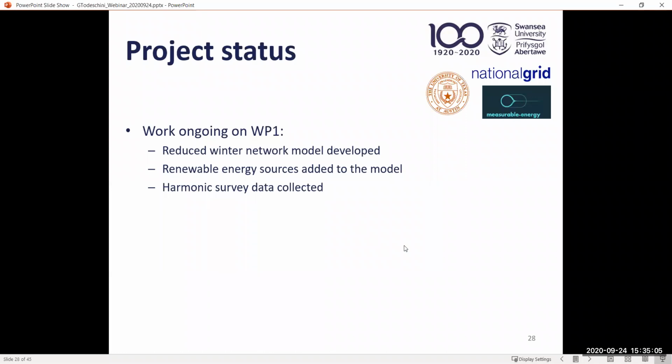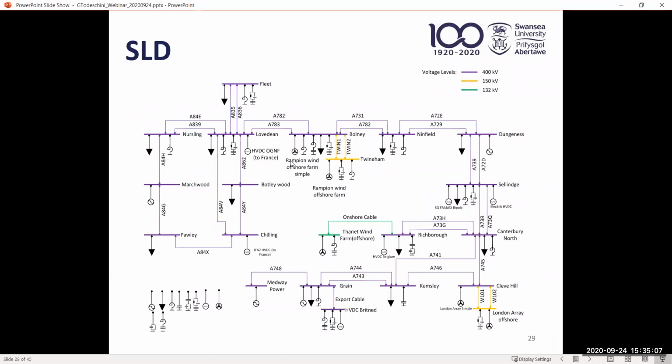So the next slide shows the single line diagram of the system. So this is the system we are looking into. And as you can see, the bus bar and lines shown here are mostly at the 400 kV system level, just because we didn't want to make the diagram too crowded. But you can see that there are some interesting connections here, such as HVDC, wind farms, another HVDC here.